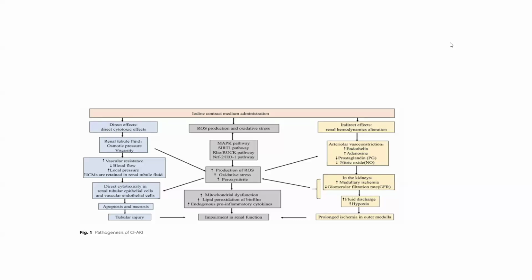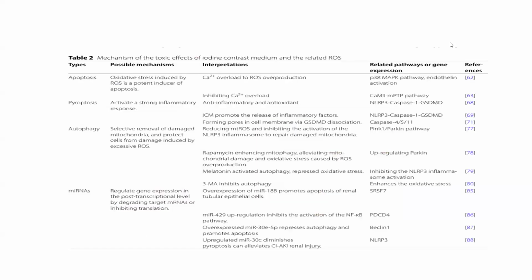Then reactive oxygen species production and oxidative stress, which results in impairment in renal function, and indirect effects like renal hemodynamic alteration, arterial vasoconstriction due to increased endothelin, adenosine, decreased prostaglandins, and decreased nitric oxide. So this leads to medullary ischemia and reduced GFR, which leads to prolonged ischemia in the outer medulla.